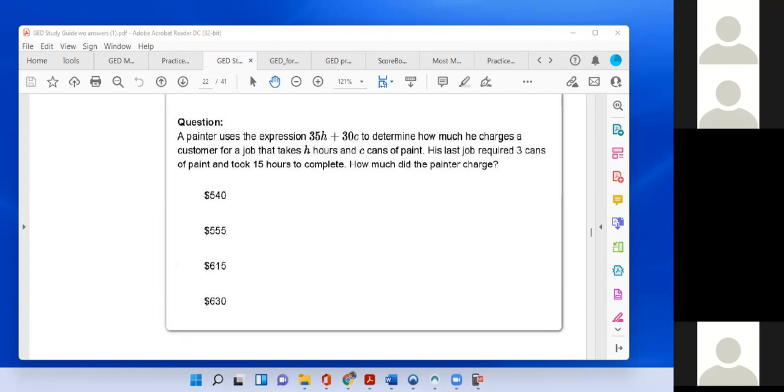A painter uses the expression 35H plus 30C to determine how much he charges a customer for a job that takes H hours and C cans of paint. His last job required 3 cans of paint and took 15 hours to complete. How much did the painter charge?